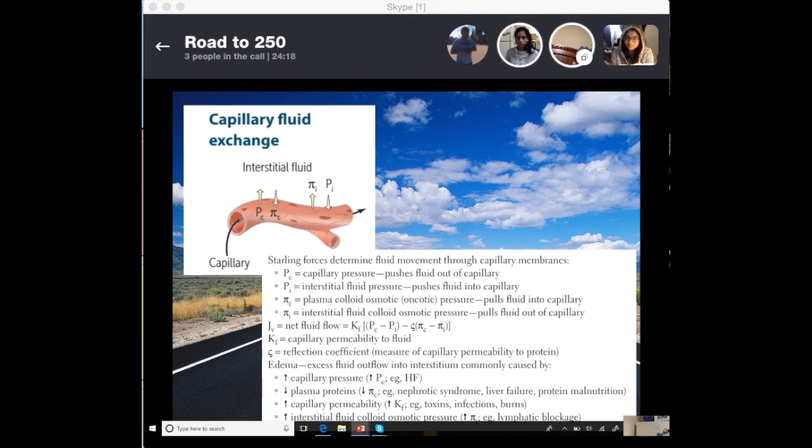And then an increase in interstitial fluid colloid osmotic pressure, so basically an increase in pi I. You're going to have more of a pull towards the interstitial fluid. The example for that is lymphatic blockage. You're just going to have an increase in proteinaceous particles in the interstitial fluid, and the charge from those extra particles is going to pull fluid into the interstitial space. And I believe lymphatic blockage, what type of edema would a lymphatic blockage cause?